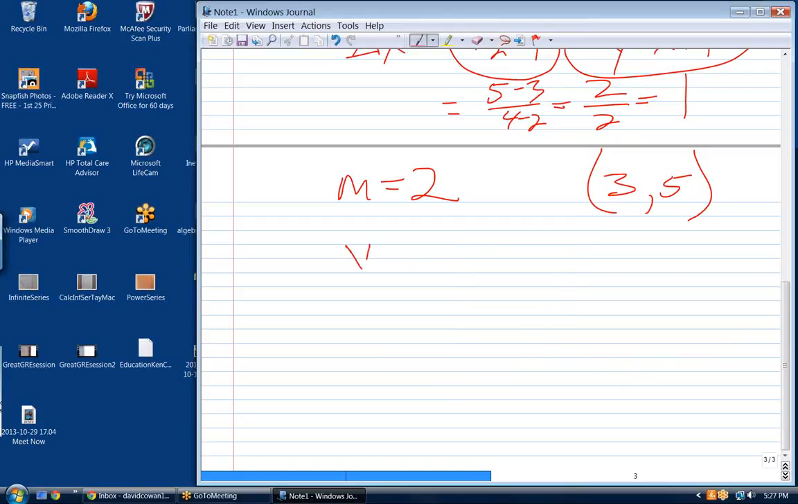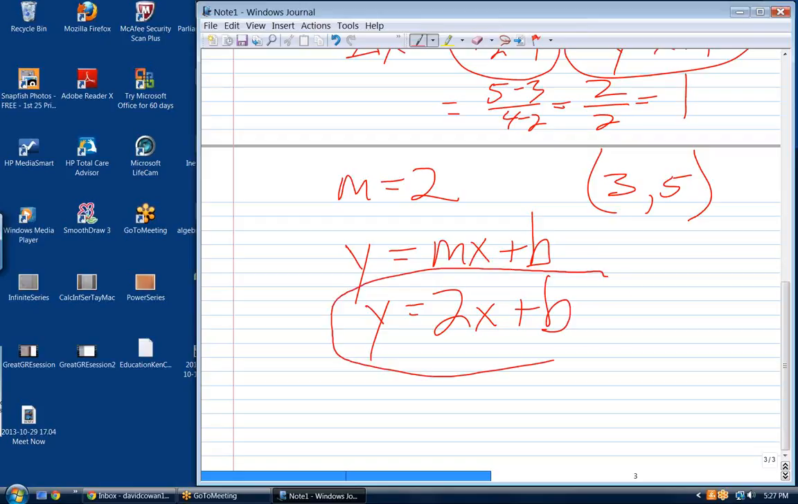So let's start with the general equation. y = mx + b. We know m, so y = 2x + b. How do we solve for b? Just solve that equation. How do you solve for b, starting with that and this point?